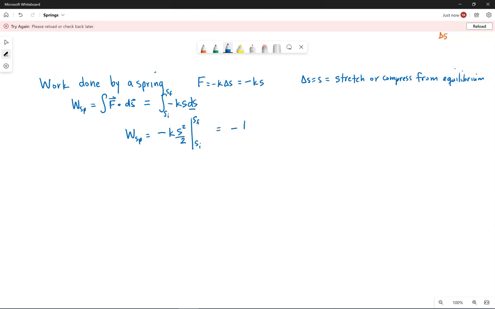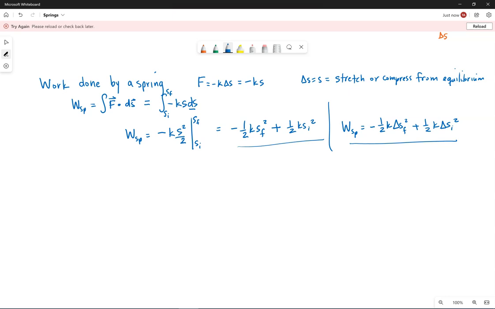So plugging in my limits, I'm going to have an s final squared minus a negative 1/2 k s initial squared. You'll see this equation in the test notes with the delta s's, which is totally valid. For me, it's just a personal preference of not liking to have a delta and a ds together, too many variables and representations in my mind. So these equations are the same thing.